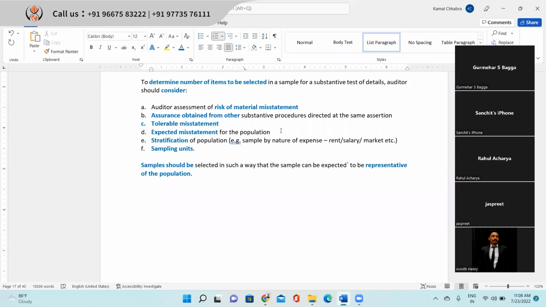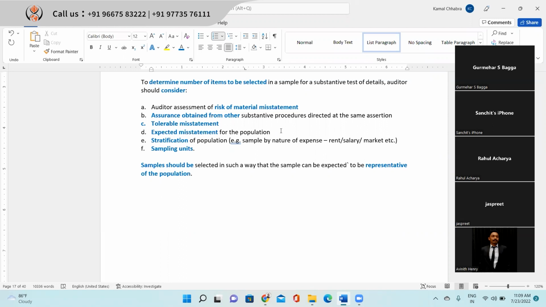Key point is assurance obtained from other substantive procedures directed at the same assertion. So anyone would like to explain the meaning of this? Assurance obtained from other substantive procedures for the same assertion. Any idea? What does it mean?